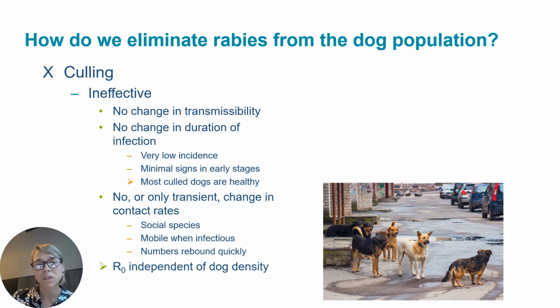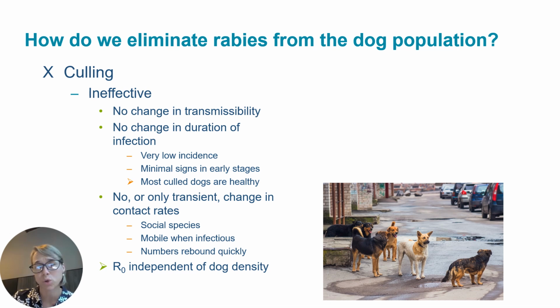The mechanism for this failure to impact contact rates is kind of interesting in itself. So dogs are social species. Even if you manage to cull half the dogs in a population, which really does take some effort, they will travel that extra distance to interact. And immediately following culls, the perturbation of the social structure may actually lead to an increase in contact rates.